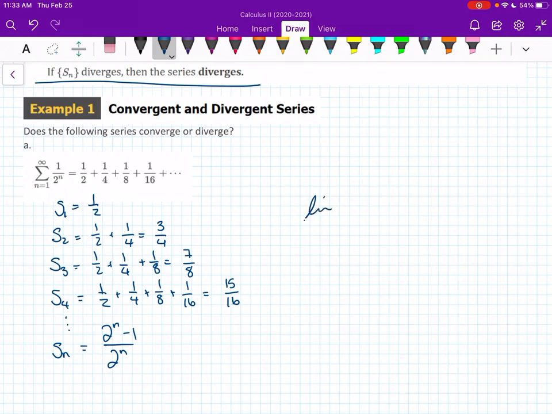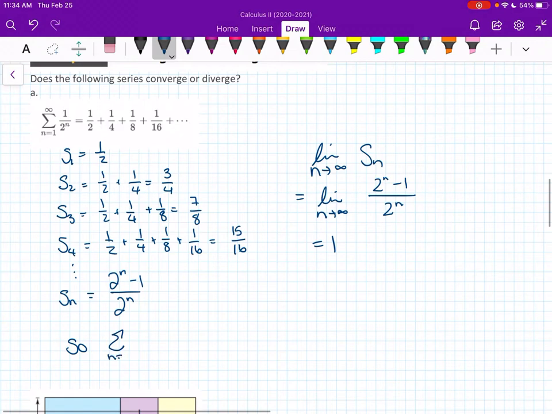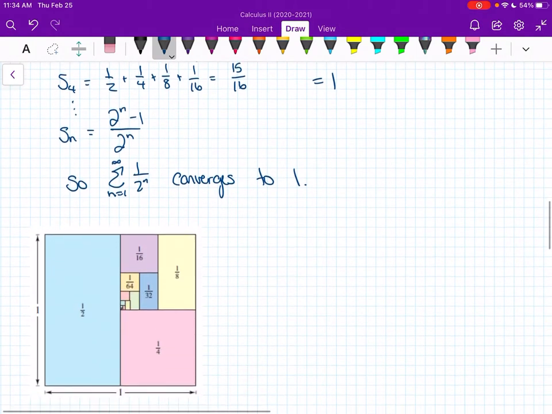And so then if I take the limit as n goes to infinity of S sub n, that's going to be the limit as n goes to infinity of (2 to the n minus 1) over 2 to the n, which is just going to be 1. So then I can say that the series converges and its sum is 1. All right, so the series from 1 to infinity of 1 over 2 to the n converges to 1.